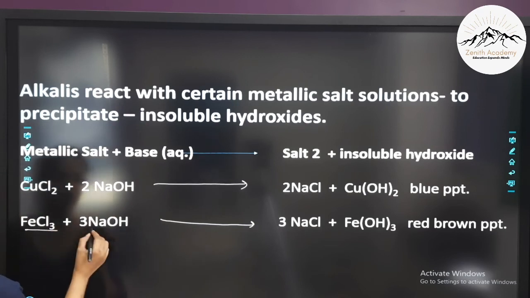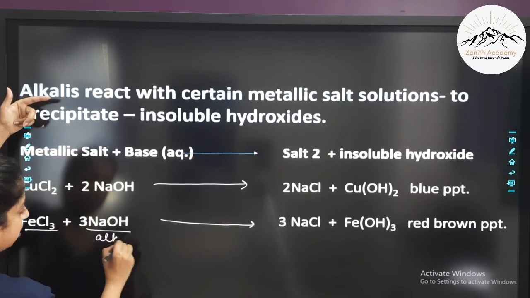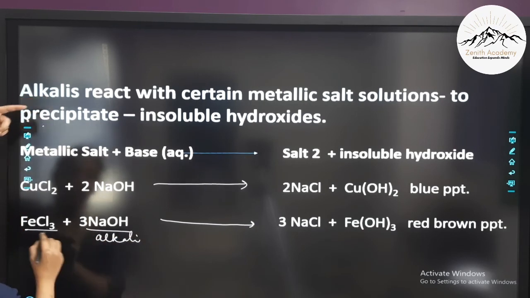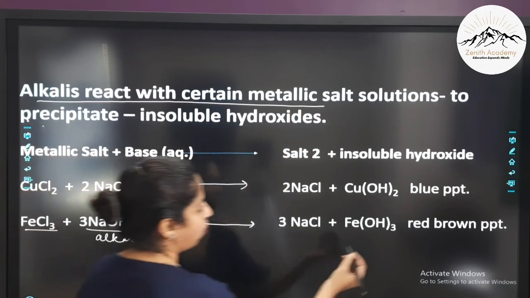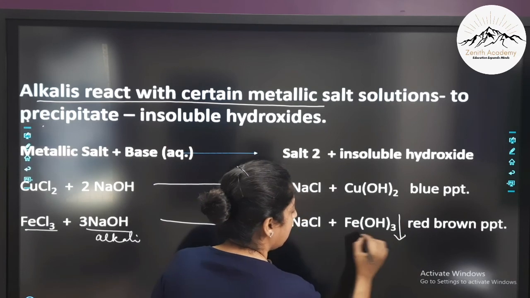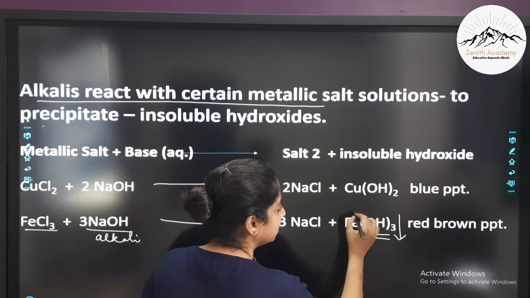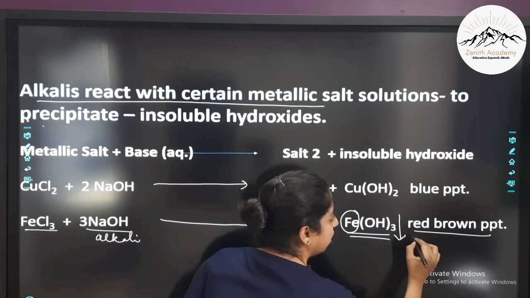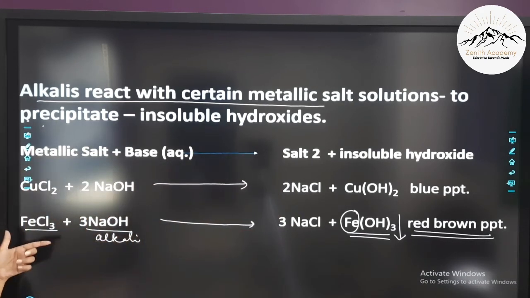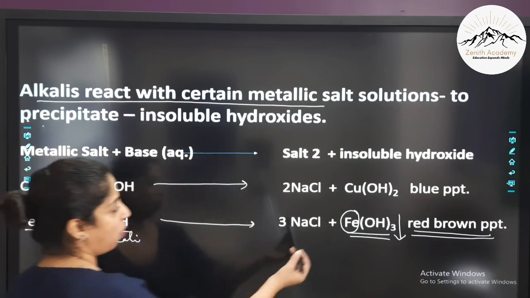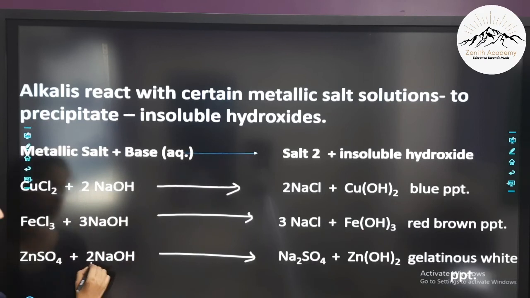So when iron chloride reacts with a base, this is an alkali because it is soluble in water. When an alkali reacts with a certain metallic salt, it forms a precipitate. So here you can see Fe(OH)3, which is an insoluble hydroxide. Since it is Fe, it will show a red brown precipitate. So when an alkali reacts with a metallic salt solution, it will form another salt and an insoluble hydroxide, which will precipitate. See here, this is an alkali.